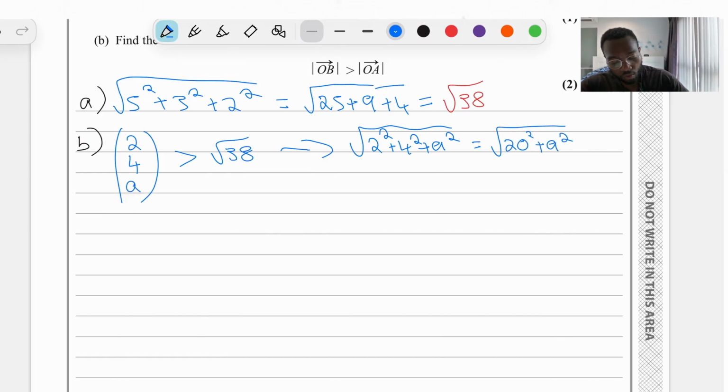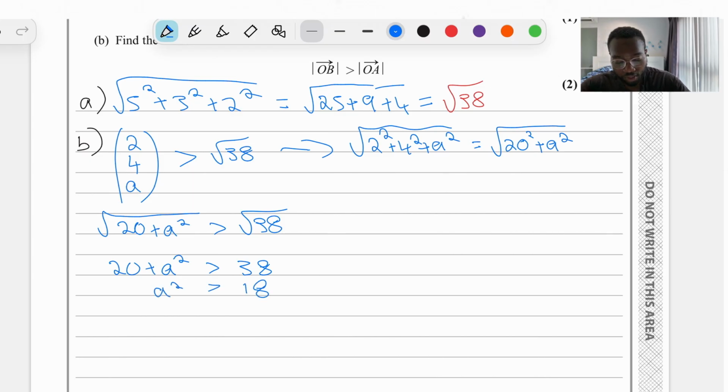So what do we know? We know that the square root of 20 plus a squared has to be greater than the distance of OA, which is root 38. Now we can get rid of the square roots, so we're left with 20 plus a squared is greater than 38. Therefore, a squared is greater than 18.